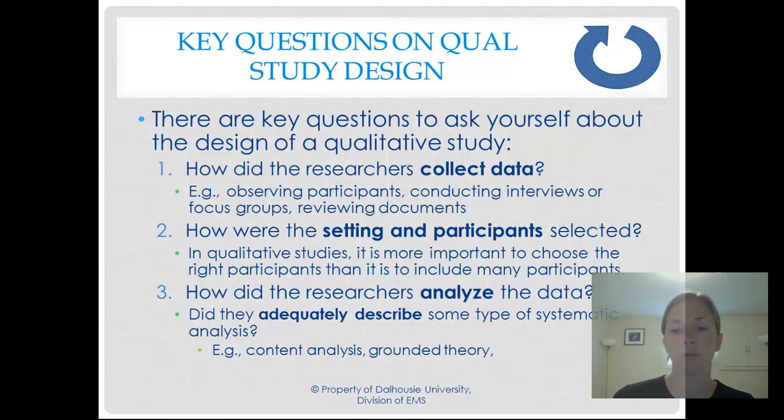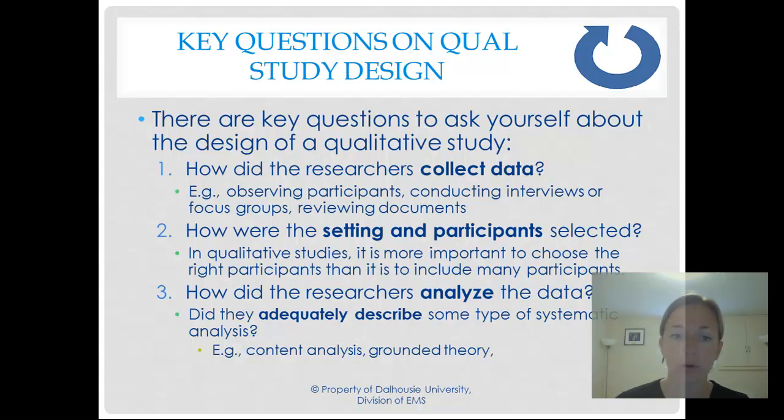The first is about how did the researchers collect the data? So you want to have an understanding of when the researchers went into their study, how did they plan on getting qualitative data? Was it by observing people? So for example, did the researcher observe paramedics at work, or did they observe the patient-paramedic interaction?